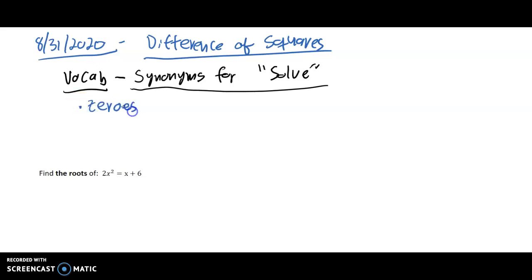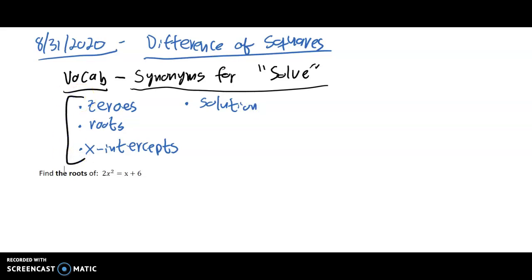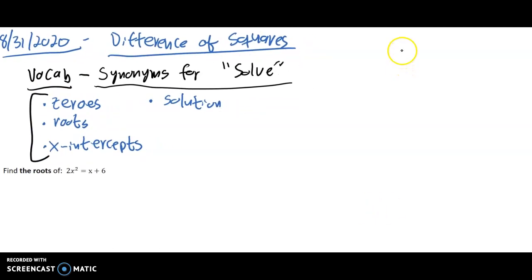We have zeros, roots, x-intercepts, and solutions. Okay. To think about where these three came from, we're going to consider a graph. If we graph one of our polynomials that we factor, it looks something like this. These guys right here are the x-intercepts.